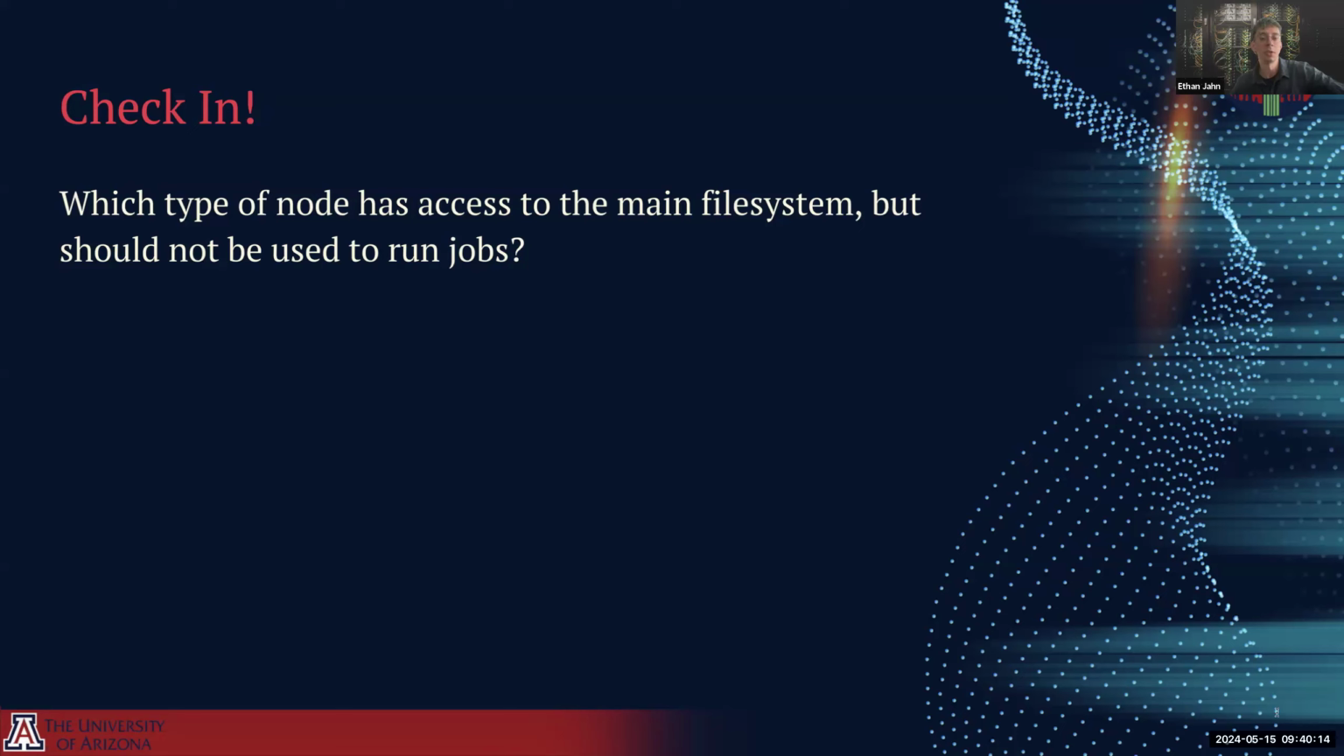The login node, that's correct. So I see one answer for the Bastion host. The Bastion host does not have access to the main file system. You're correct in that it should not be used to run jobs, but the Bastion host does not have access to the main file system.